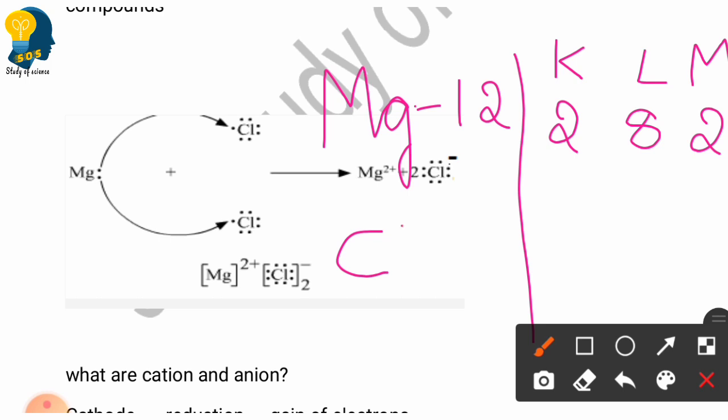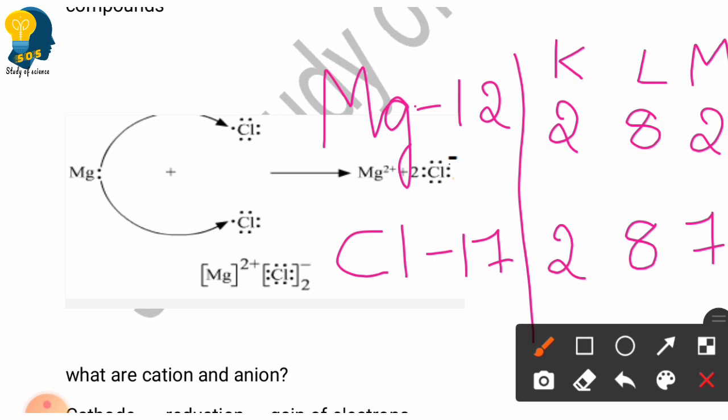So when we look at chlorine, chlorine's atomic number is 17, right? So K shell has 2 electrons, L shell has 8 electrons, and M shell has 7 electrons. You know about chlorine, right? So by now you have understood the electronic configuration of both magnesium and chlorine. So now what we have to form? We have to form magnesium chloride.